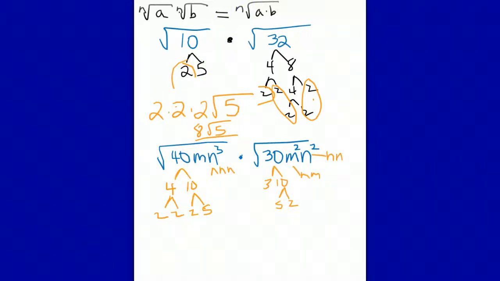Okay, now let me change colors because I really don't like orange. Okay, so I got a green. What the heck? Why not?